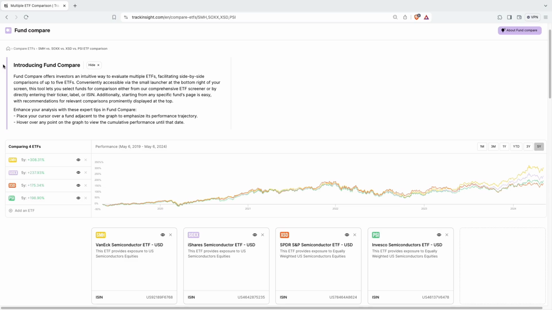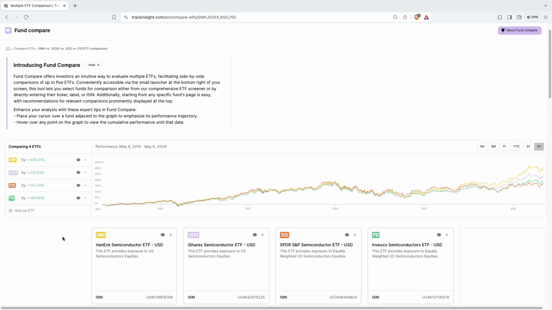Lastly, let's compare SMH to some of the other best semiconductor ETFs on the market. Here I'm using Track Insights. This is one of my favorite ETF websites to compare multiple ETFs at once. We are able to do up to 5 ETFs. Some of the other websites I use only allow you to do one-by-one comparisons, but this one allows you to do up to 5. So let's take a look at the 5-year performance of SMH, SOXX, XSD, and PSI. These are the other top 4 biggest semiconductor ETFs in the United States.